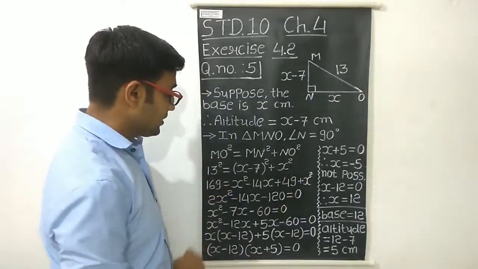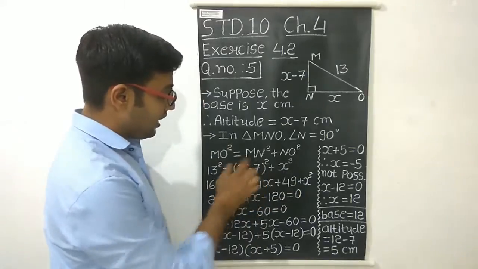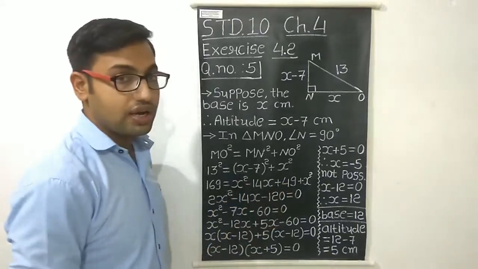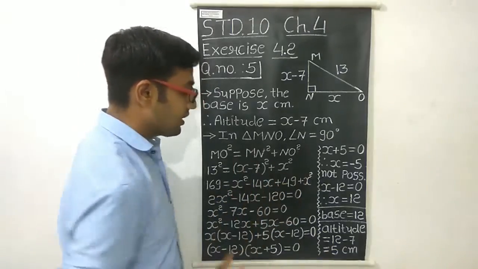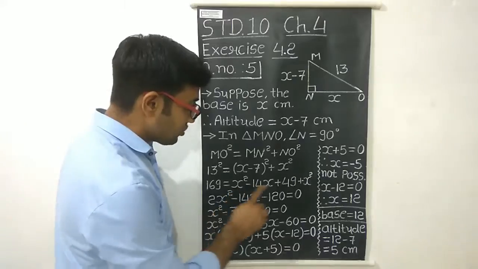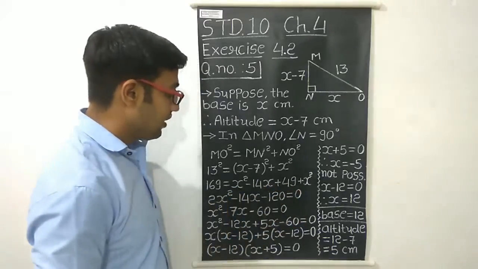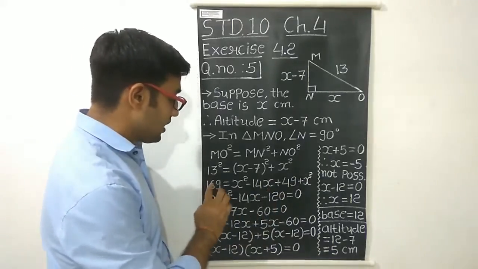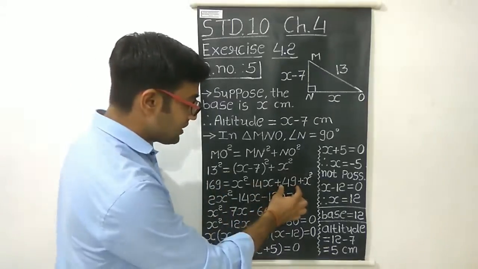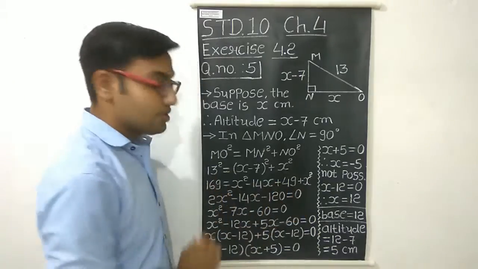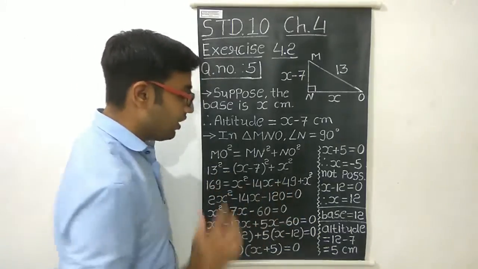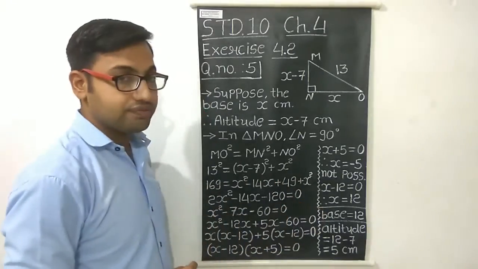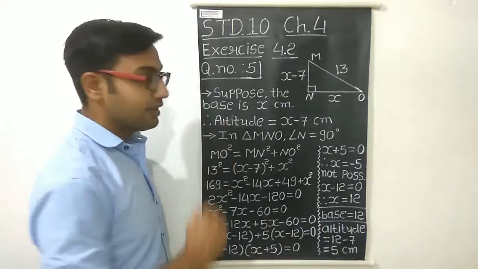Now 13 squared is 169. Expand this according to the identity, and we get x squared minus 14x plus 49, and this x squared as it is. Now x squared and x squared make 2x squared. The minus 14x remains as it is. By taking 169 to the left hand side, 49 minus 169 is equal to minus 120, equal to 0. So this is the quadratic equation we have formed from the given situation.